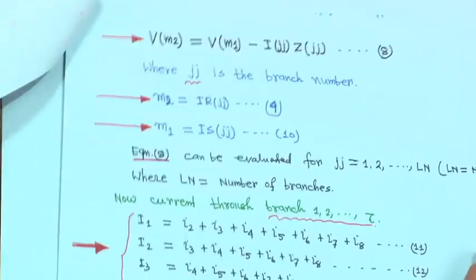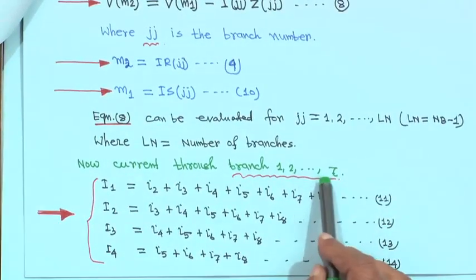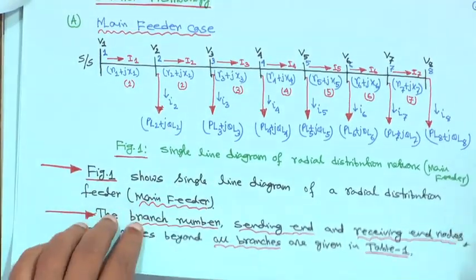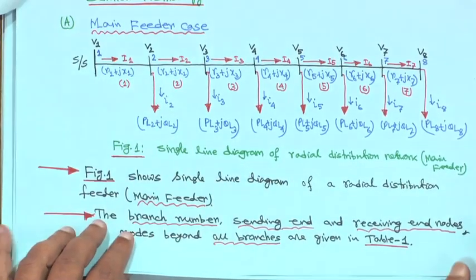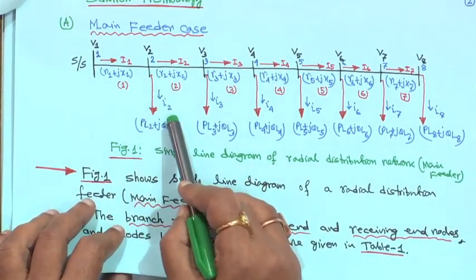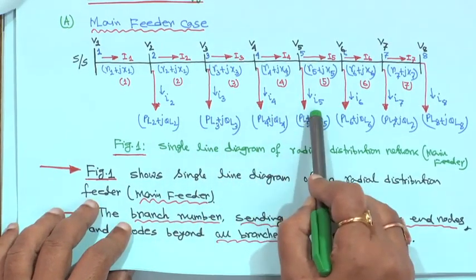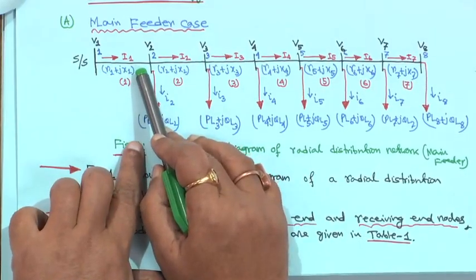Now you have to compute the current through branch 1 to 7, because you have this diagram with 7 branches: 1, 2, 3, 4, 5, 6, 7. Now, what is I1? You apply Kirchhoff's first law. I1 is equal to I2, whatever the current going to the load, plus I3 plus I4 plus I5 plus I6 plus I7 plus I8.